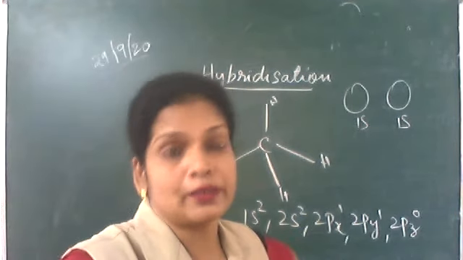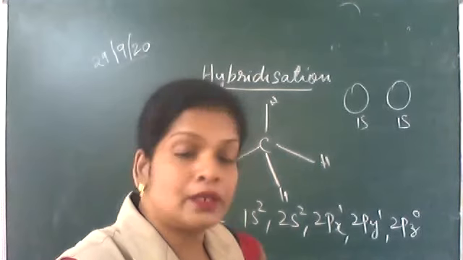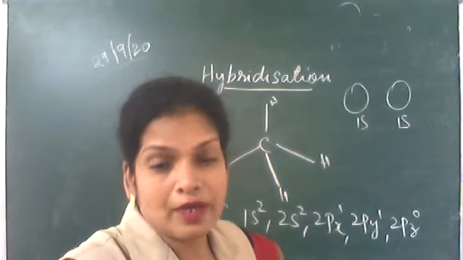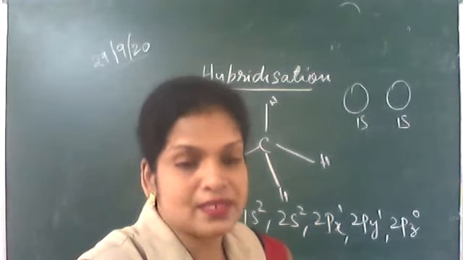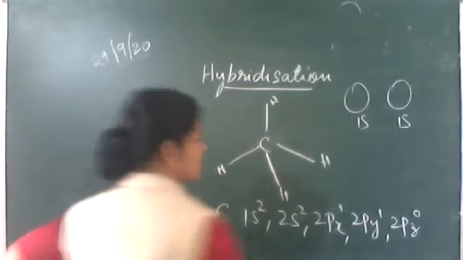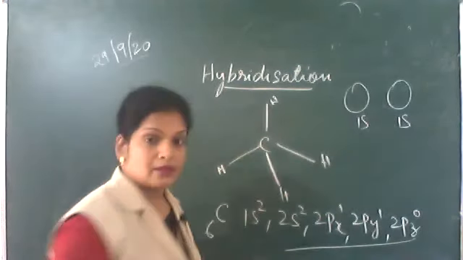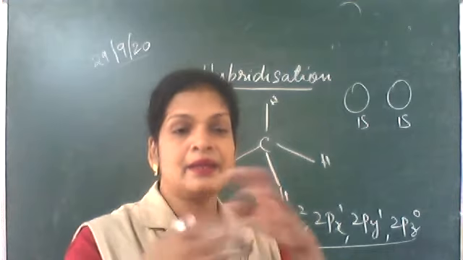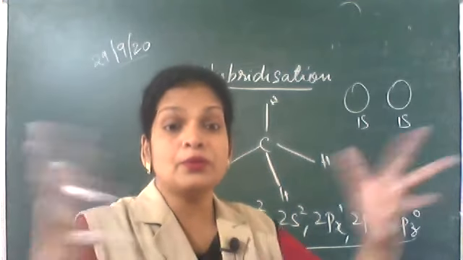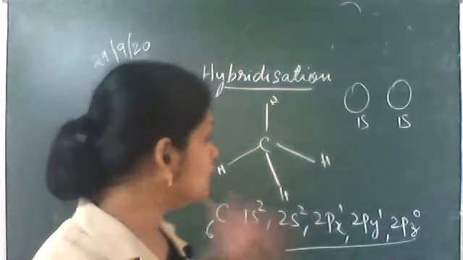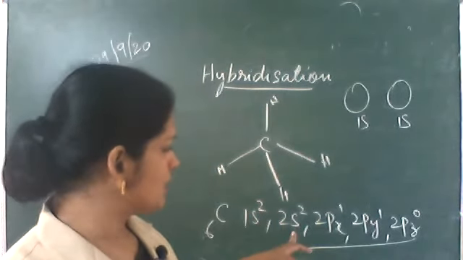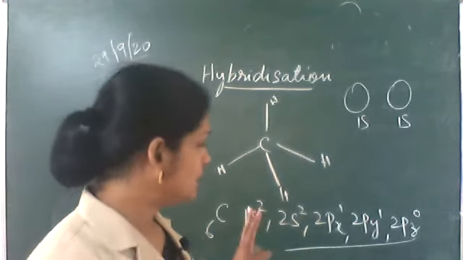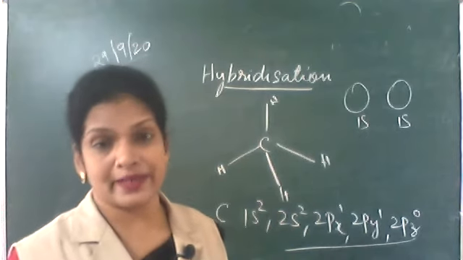To account for those 4 bonds, we are bringing the concept of hybridization. We say valence orbitals are hybridizing, meaning they are intermixing to form new orbitals. The valence orbitals 2s, 2px, 2py, 2pz, these 4 orbitals are intermixing.